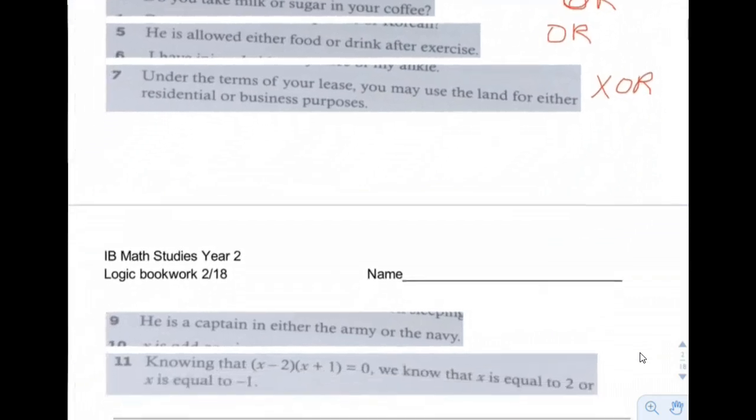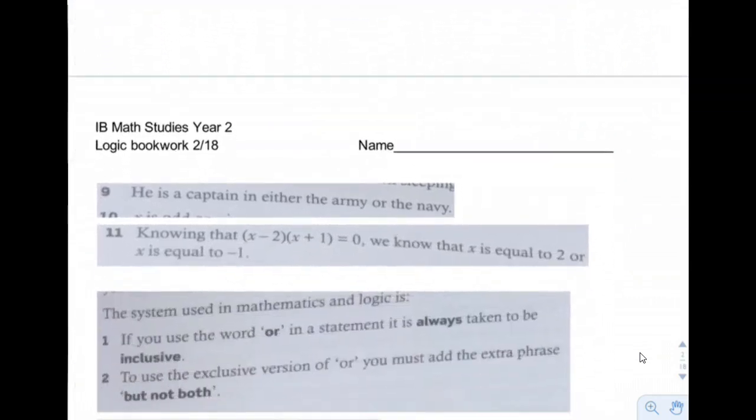He's a captain in either the Army or the Navy. It's pretty hard to be in both at the same time. So we'll just say exclusive or, right? Knowing that x minus 2 times x plus 1 equals 0, we know that x is equal to 2 or x is equal to negative 1. Can x be both 2 and negative 1? No, it can't, so that would be exclusive or.